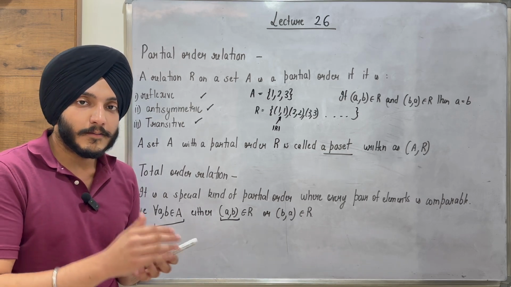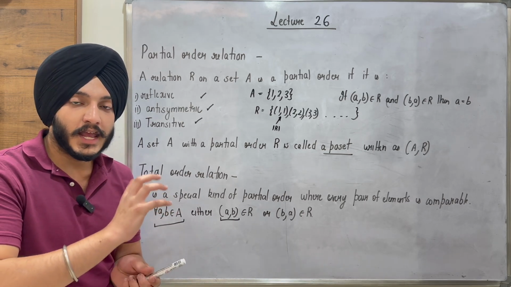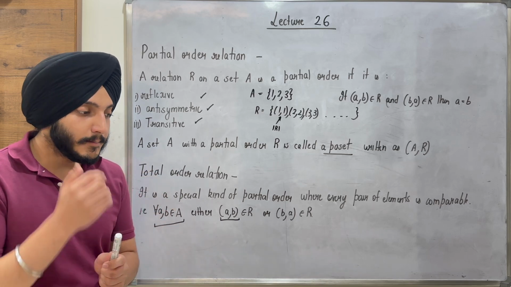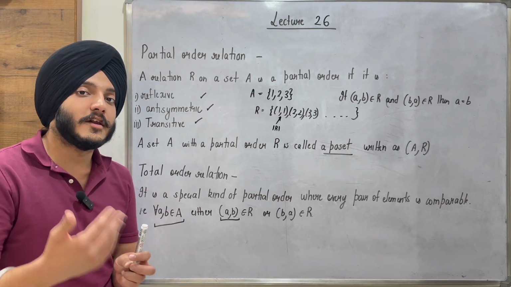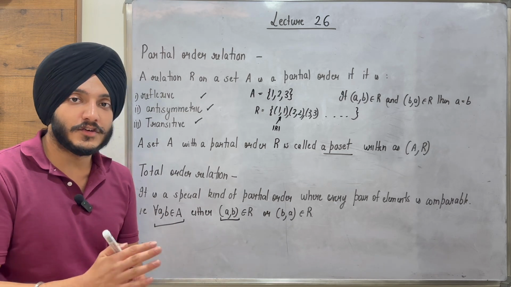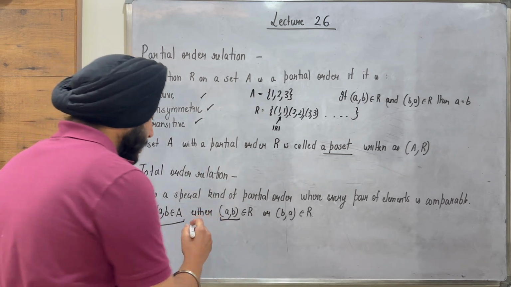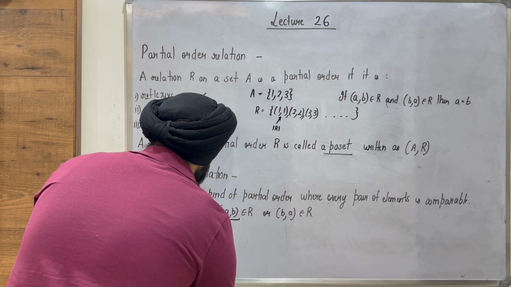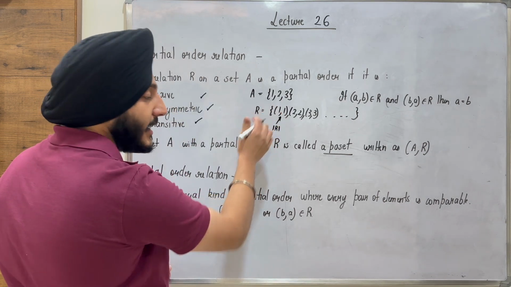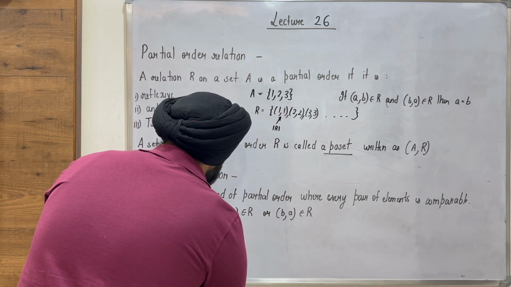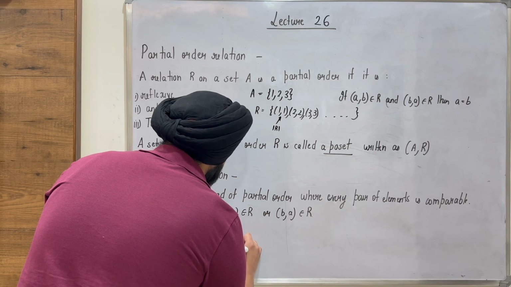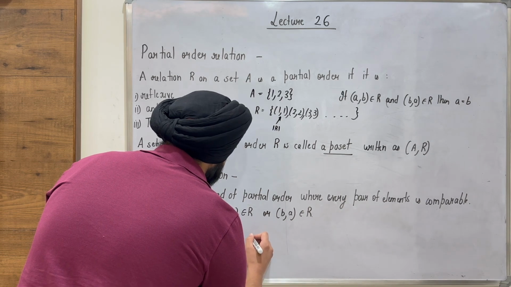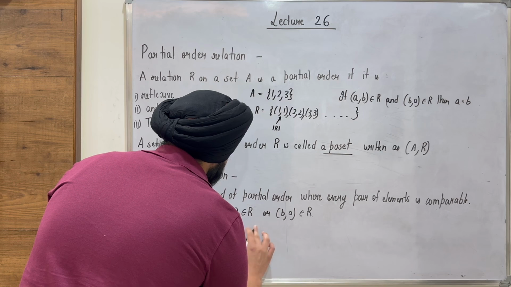Either a is related to b, where a and b can be any elements in the set A, or b is related to a. Any of these two conditions should be there. Let me give you an example. Let's say this relation is on the set A: (1,1), (2,1), and that's basically it.